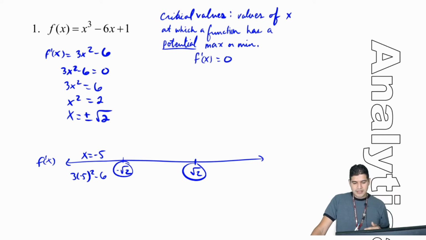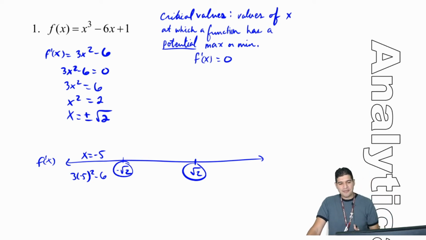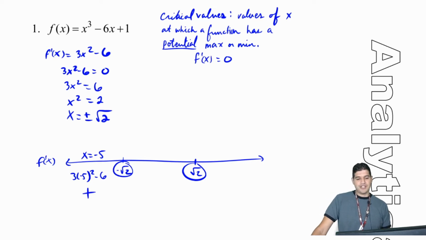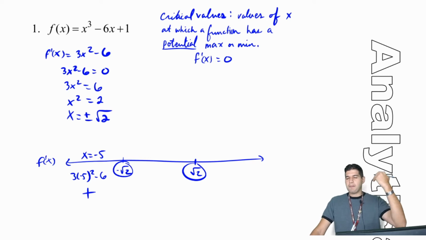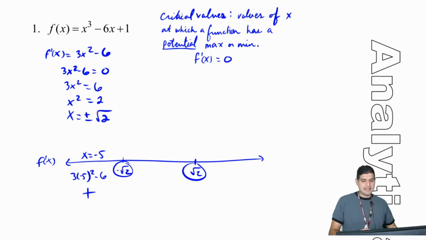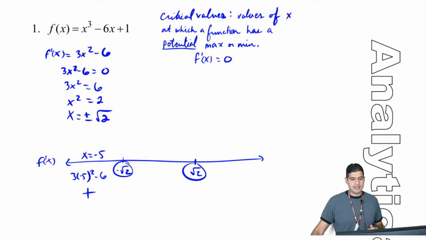And what I'm going to do with that is worry only about the sign that comes out. So negative 5 squared is 25 times 3. That's 75 minus 6. So what comes out? I get a positive value. Now, that is going to be a positive value for f prime. Any value less than negative square root of 2, so like negative 2, negative 3, all the way to negative infinity, is going to be positive values for f prime.